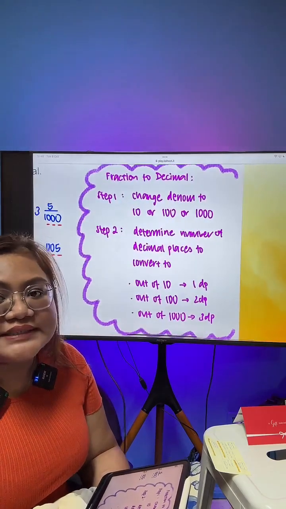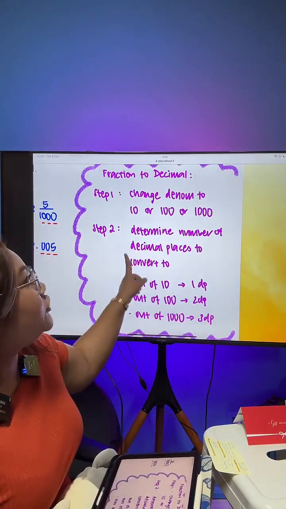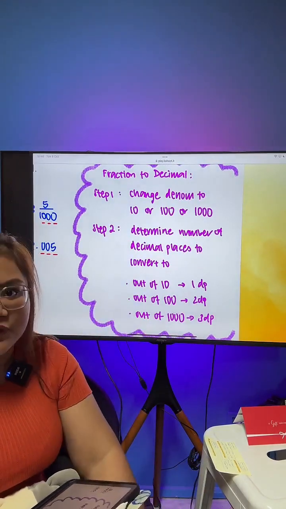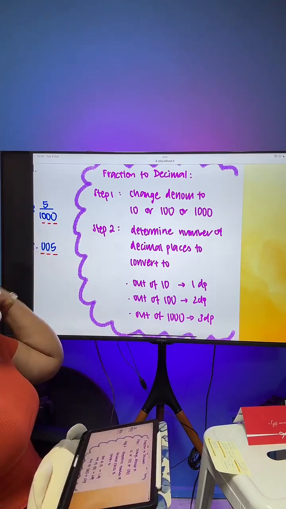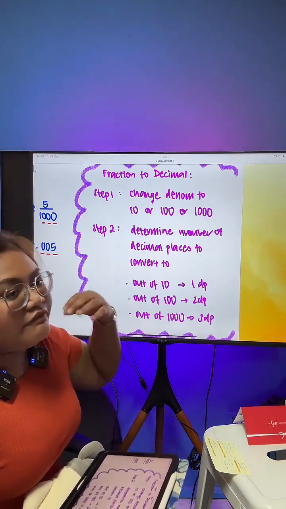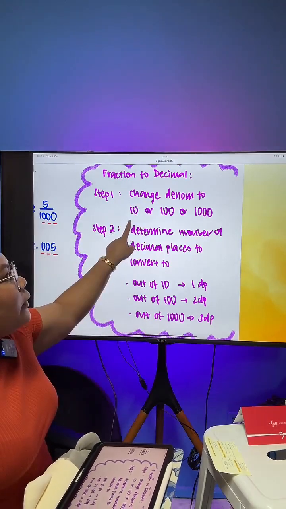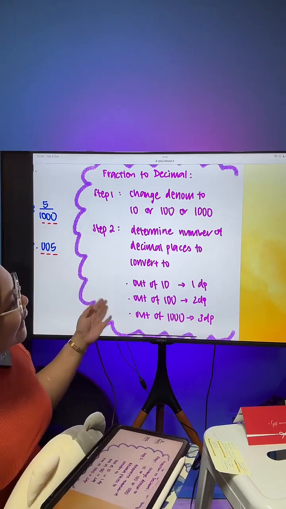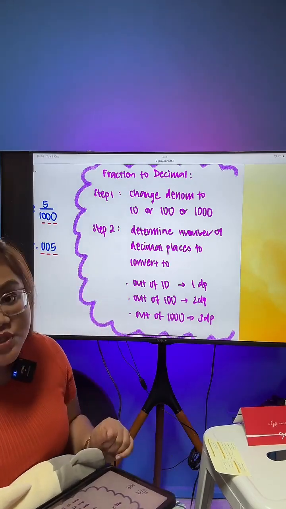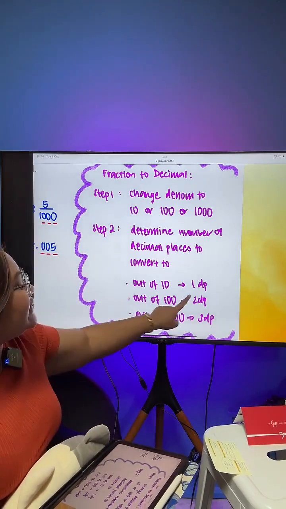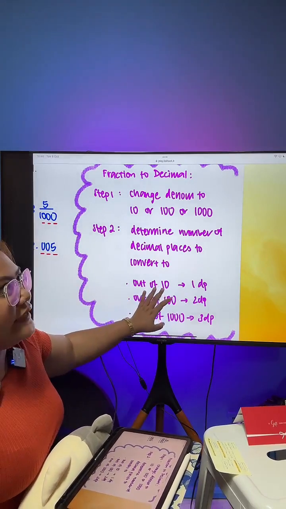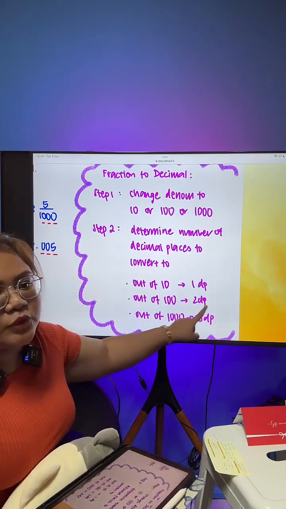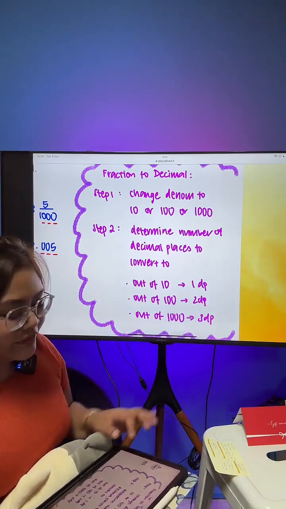So I'll run through with you guys the steps to convert from fraction to decimal. This is based on our P4 revision, okay? So step 1, since we want to convert into a decimal, we must make sure our denominator is either 10 or 100 or 1,000. And then from there, we determine the number of decimal places to convert to. So if there's one decimal place, that means it must be out of 10, or rather the other way around. Out of 10 means there must be one decimal place. Out of 100 will be 2 places. Out of 1,000 will be 3 places.